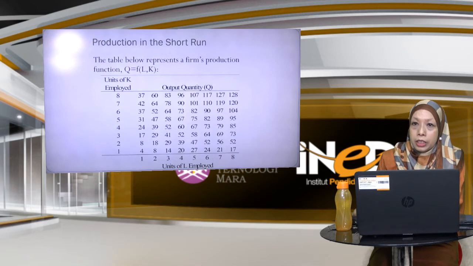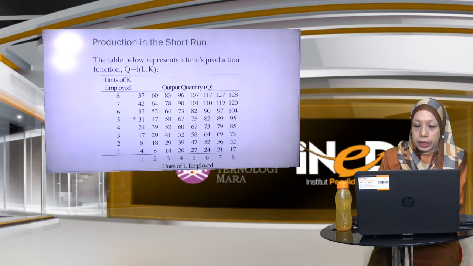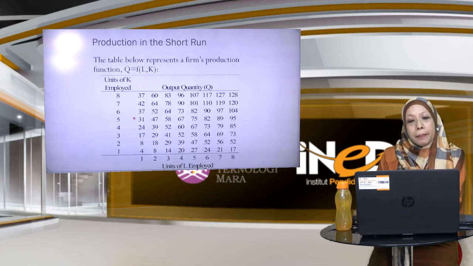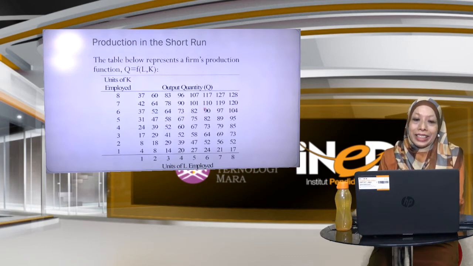If you move here, you can see that to produce 47 units of output, you can also use 2 capital and 5 labor. So it is up to the firm to decide what combination of inputs to use. Now, as I mentioned just now, what we are trying to do here is determine the ideal number of inputs to use in the short run.